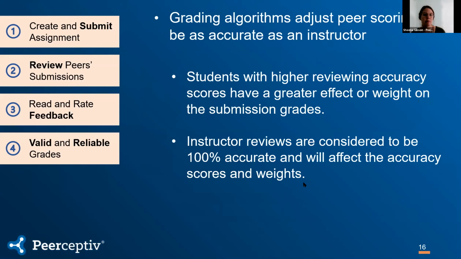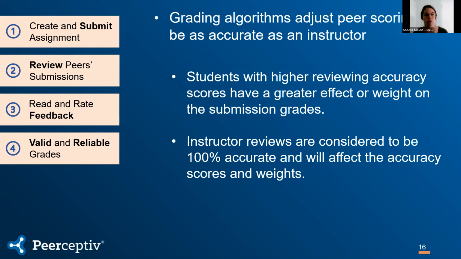So the grading algorithms adjust peer scoring to be as accurate as an instructor. Students with higher reviewing accuracy scores actually have a greater effect or weight on the submission scores. So if Megan and I are both reviewing a peer and Megan is much more accurate than I am, her scores are going to count more toward that peer's ultimate grade than mine would. So the Peerceptiv algorithm is taking that into account.